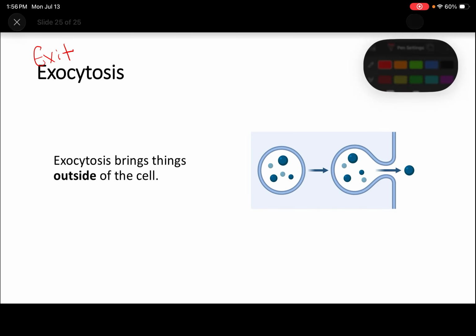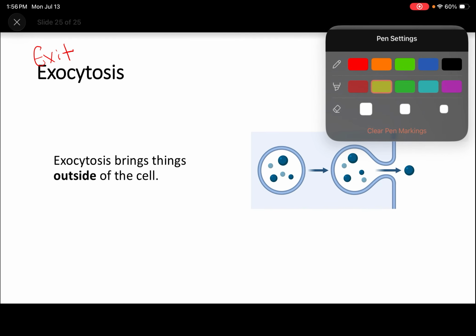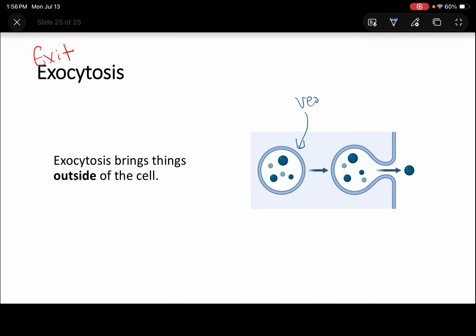So maybe we have a large amount of cellular waste that we want to get rid of. We might enclose it in a little vesicle. That vesicle will then fuse with the cell membrane, allowing whatever was inside that vesicle to exit. So exocytosis means exit the cell. These are the two types of bulk transport that we want you to understand. They are taking large amounts of molecules that can be different or similar from one another to bring things in and out of the cell, versus the more individual molecules that we've talked about with diffusion and active transport.